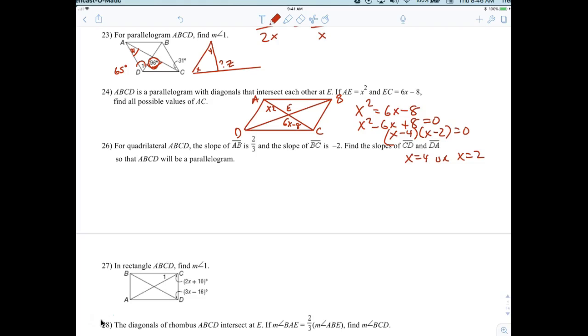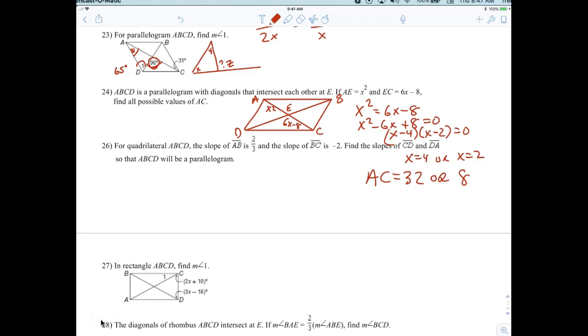Everybody with me? So if x is 4, what's 4 squared? 16 times 2. So AC could equal 32, correct? And if x equals 2, 2 squared is 4, times 2 is 8. So it could be 32 or 8. Agreed? Anybody have any questions?